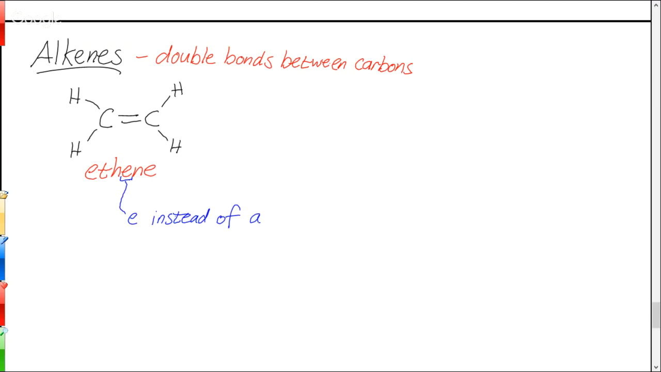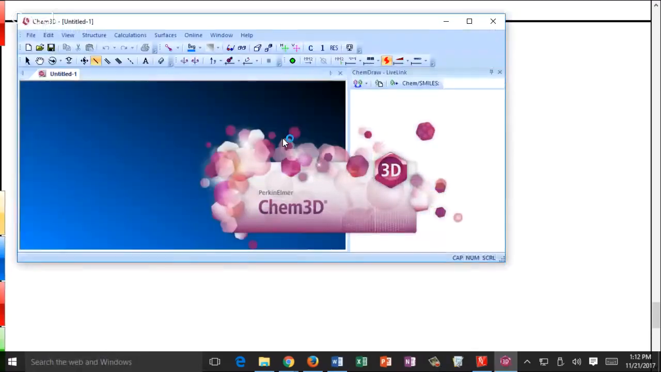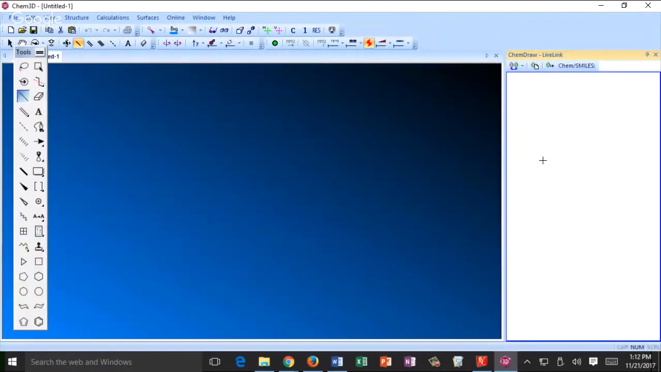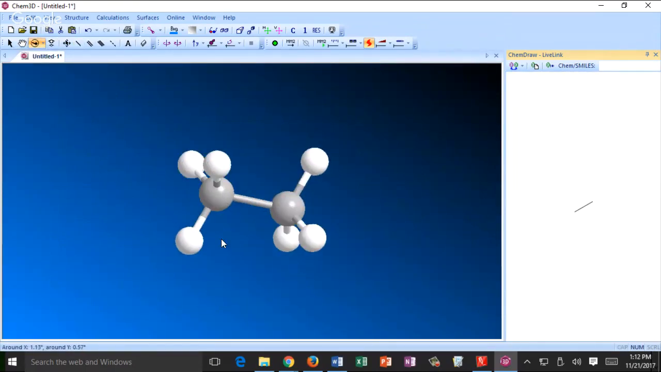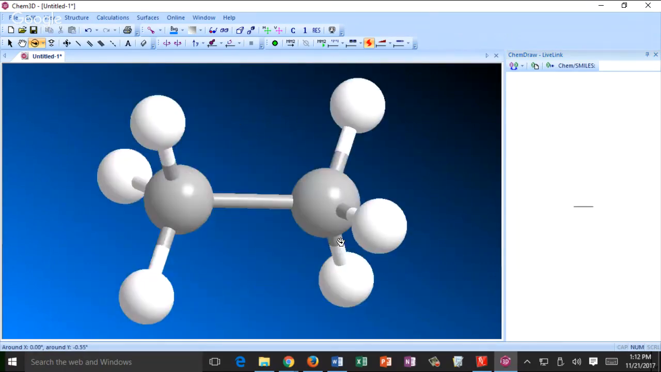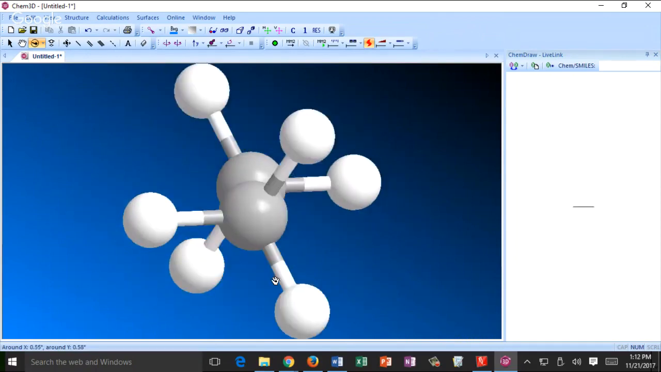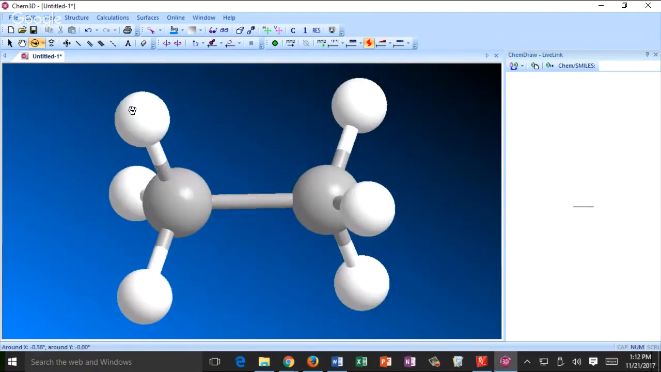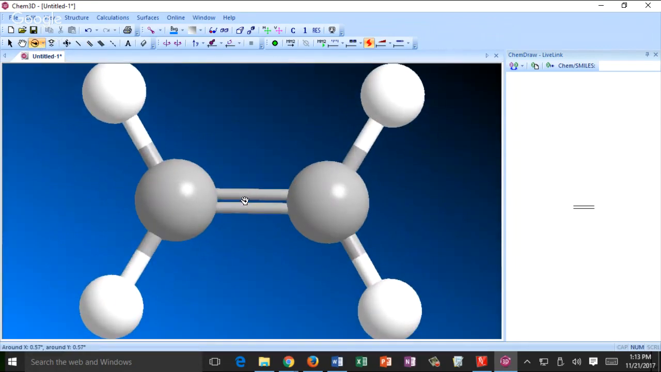Alkenes have a different structure than alkanes. Take a look at one here. Here's a molecule of ethane with 3 hydrogens on each carbon, so CH3, CH3, and you see that tetrahedral 3-dimensional structure that we talked about before. So now if we add a double bond instead of a single bond, we have 2 fewer hydrogens, and we also change the geometry.